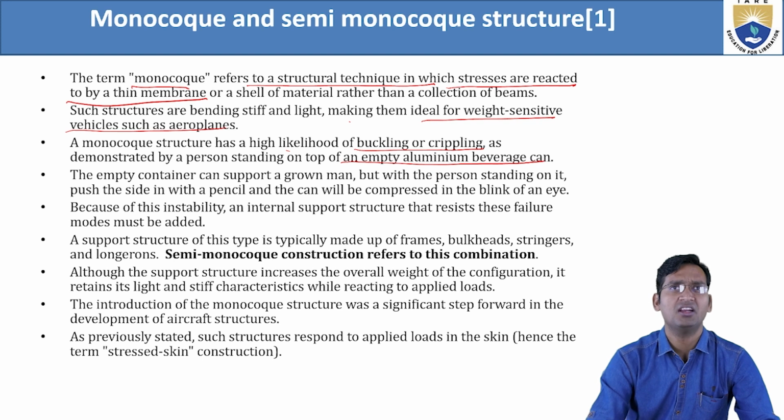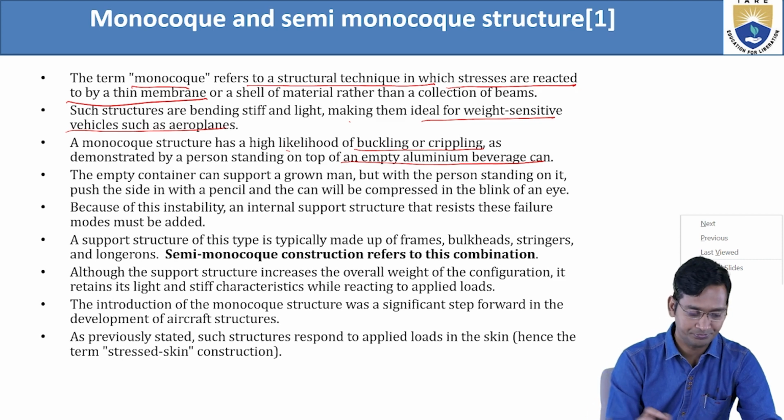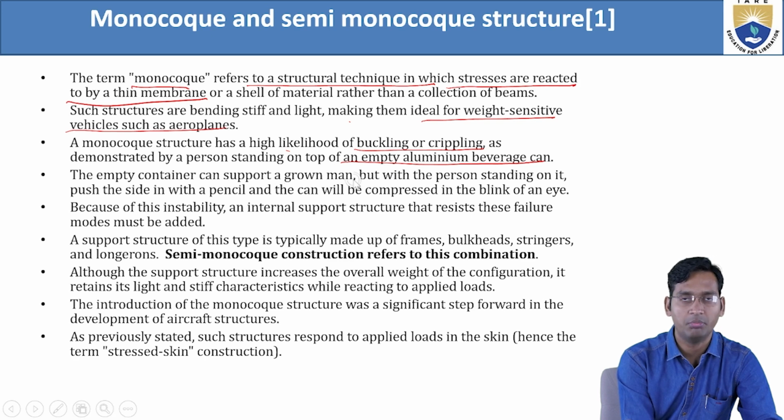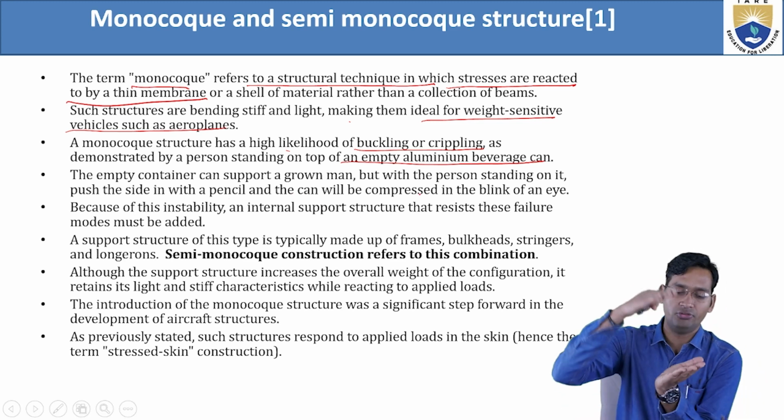The empty container can support a grown man, but if the person standing on it pushes the side in with a pencil, the can will be compressed in the blink of an eye. That empty container will support, but what happened? With the person standing on it, push the side in with a pencil and the can will be compressed. So how can we compress the can?